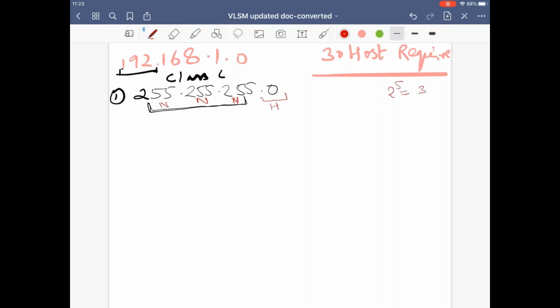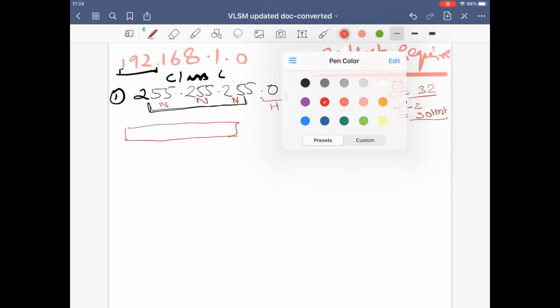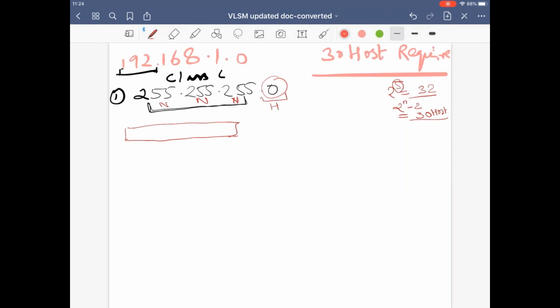So we have the requirement of 30 hosts, which means 2 to the power 5. If I do that, it is 32. And if I count the valid or usable hosts, then the formula is 2 to the power n minus 2. Then I can get 30 hosts. I get the exact requirement with n equal to 5. So from the last octet, I can write the decimal value 0 into binary.